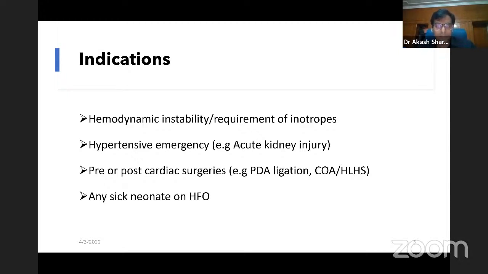And second, post-ductal PDA ligation syndromes are there, for which invasive BP monitoring should be continued even in the post-surgery period. And fourth, for any neonate when we switch to HFO, as a rule we put in an arterial line if a child is on HFO.